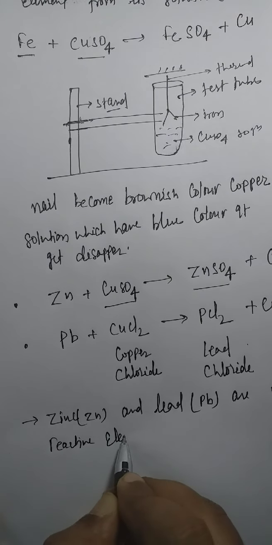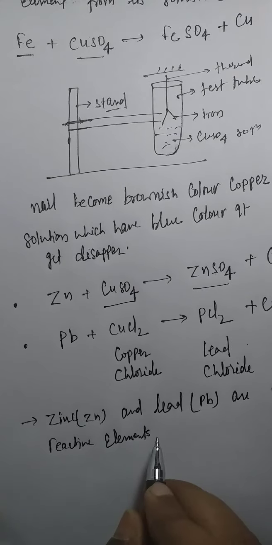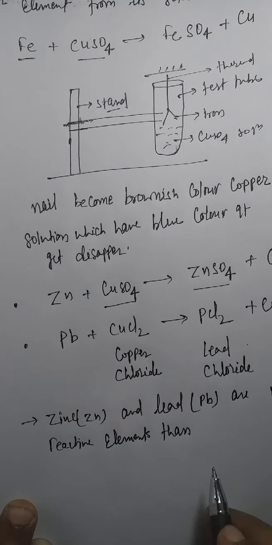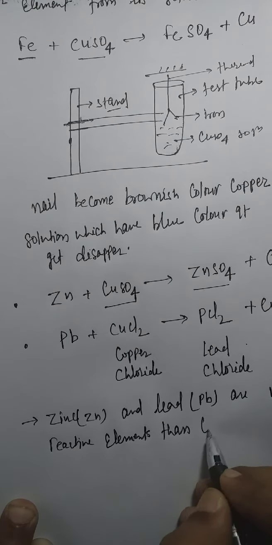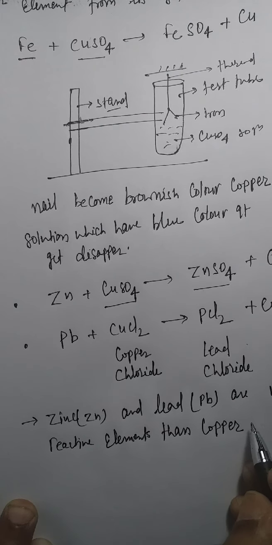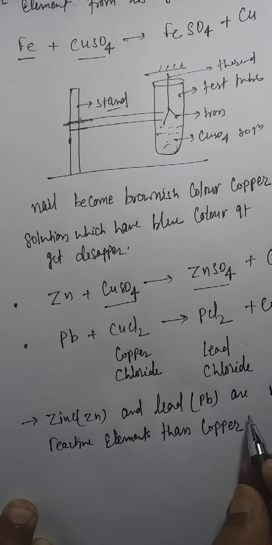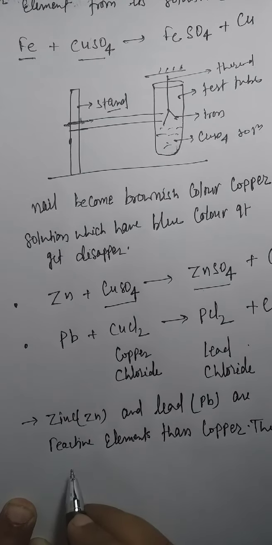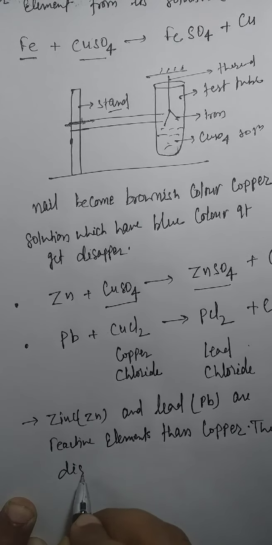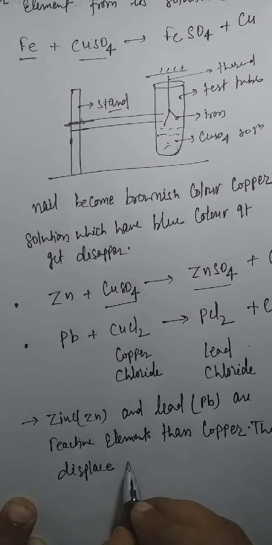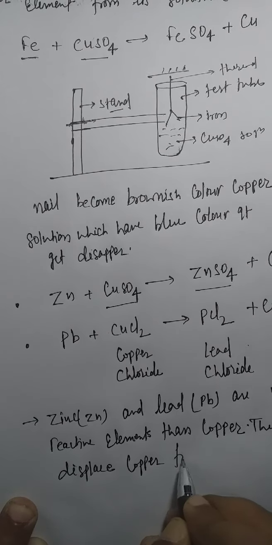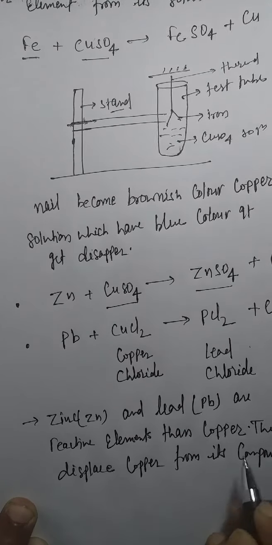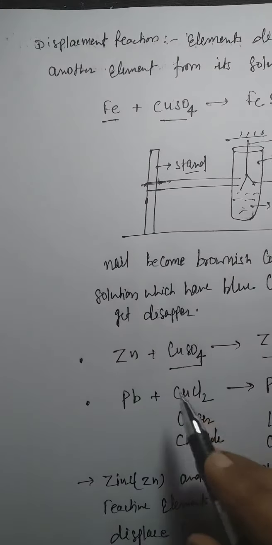Reactive elements, then copper, because all the solutions we found are copper solutions. Then copper, they displace copper from its compound, right? What do we observe? They displace copper from its compound. Like what we had seen everywhere, copper sulfate solution we are taking as a solution.